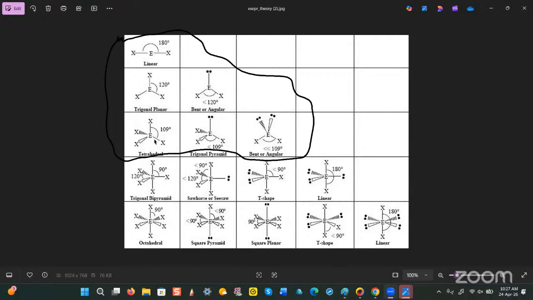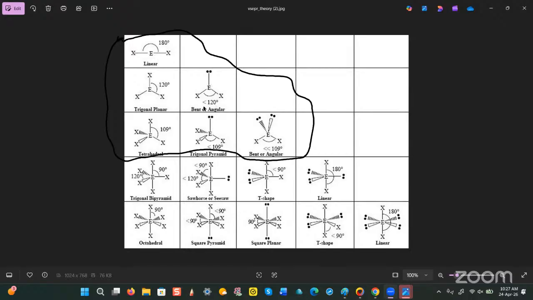Where the bond angle here would be 109. Now, if one of these atoms is removed and you're left with a lone pair here, you're going to have this shape here where the shape of the molecule determined by the atoms would be trigonal pyramidal, all right? And then if you have another atom removed and you have a lone pair here, then the shape would be bent or angular, right? But please note that this bent shape here would have a different bond angle compared to this bent shape right here.